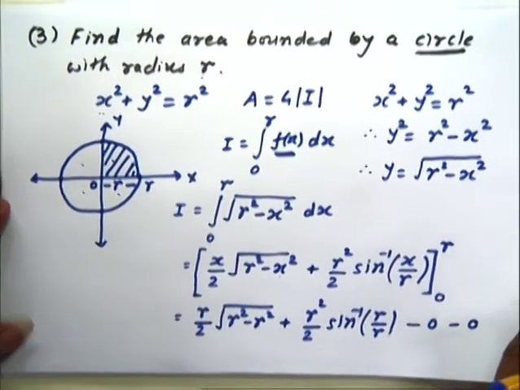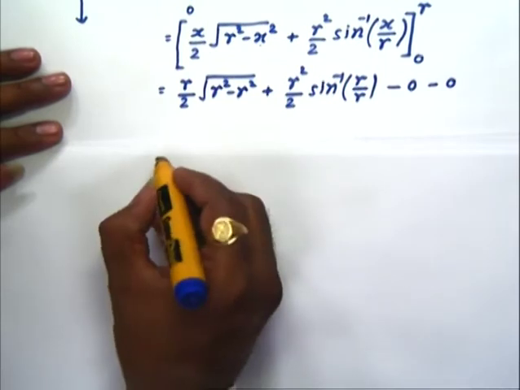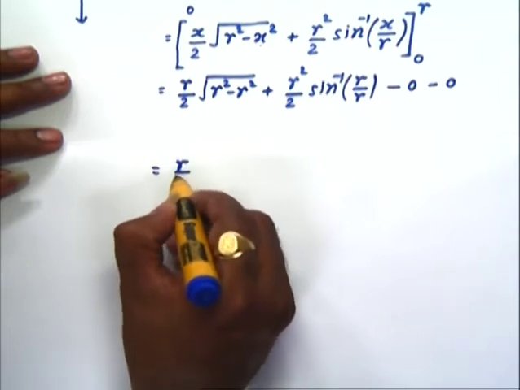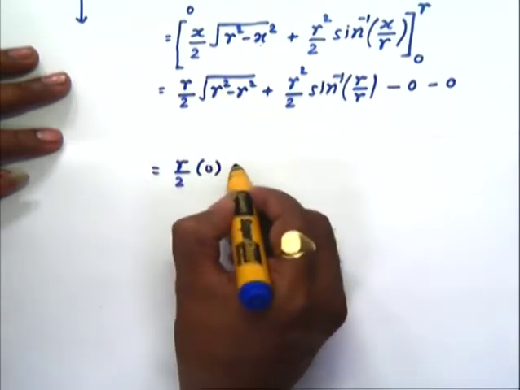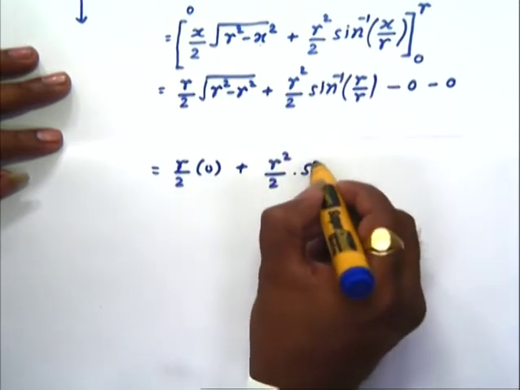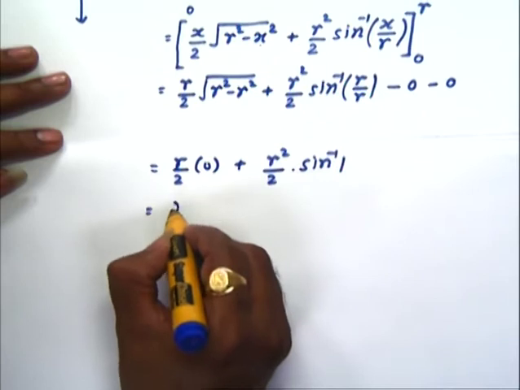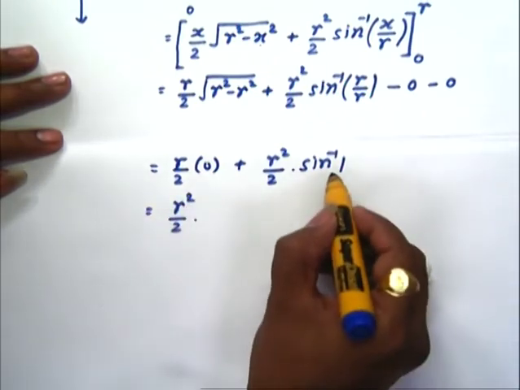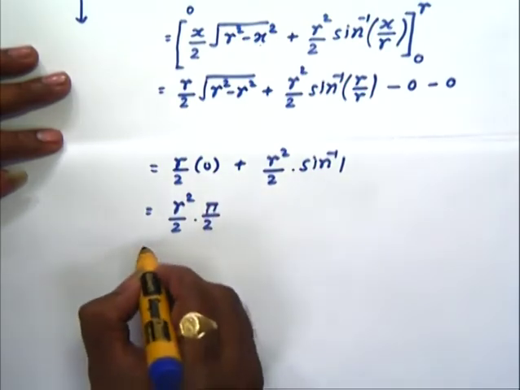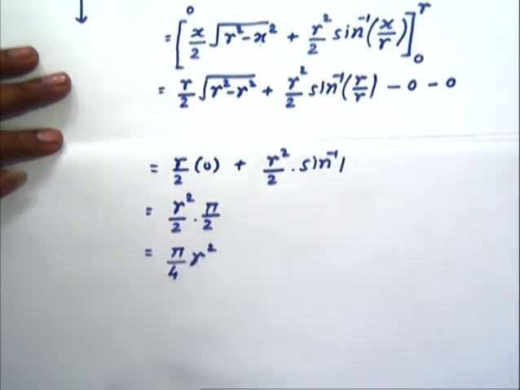Now what is the value of this? This is equal to r by 2 into r square minus r square is 0 plus r square by 2 into sine inverse 1. This is 0, this is r square by 2, sine inverse 1 is nothing but pi by 2. So our answer is pi by 4 r square. Okay.